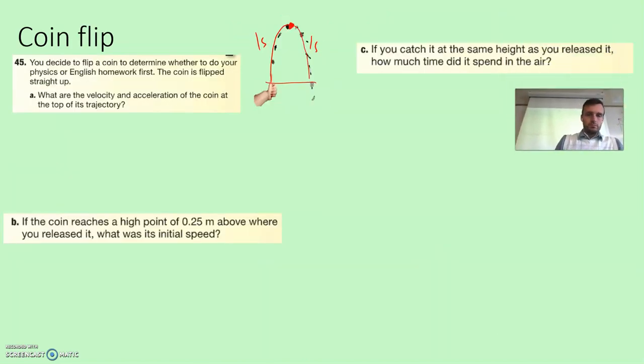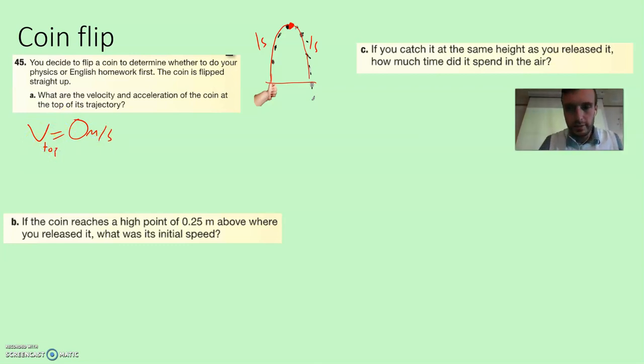Let's go to a coin flip. Excuse me. You decide to flip a coin to determine whether to do your physics or your English homework first. Obviously, your physics homework. The coin is flipped straight up. What are the velocity and acceleration of the coin at the top of the trajectory? This is a tricky one. We know that if you flick a coin into the air, as it gets to the top, it's going to stop momentarily. What does that mean? That means that the velocity at the top is 0 meters per second. I'll put velocity at the top.